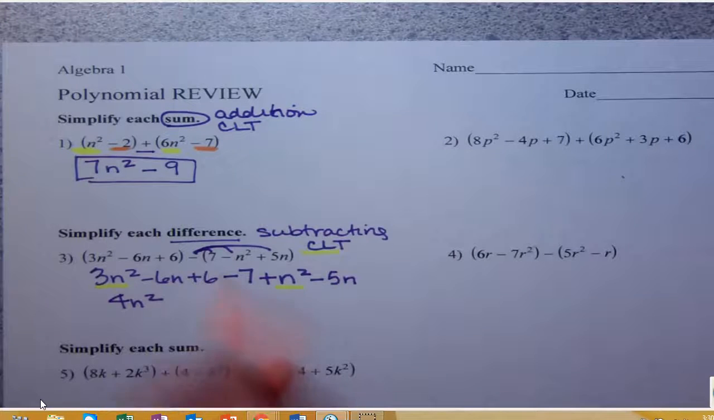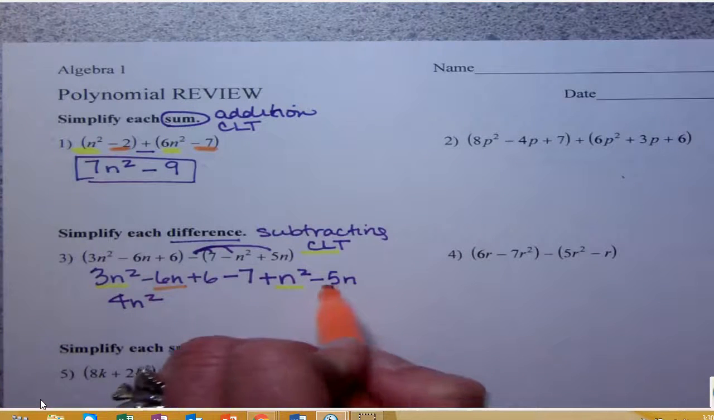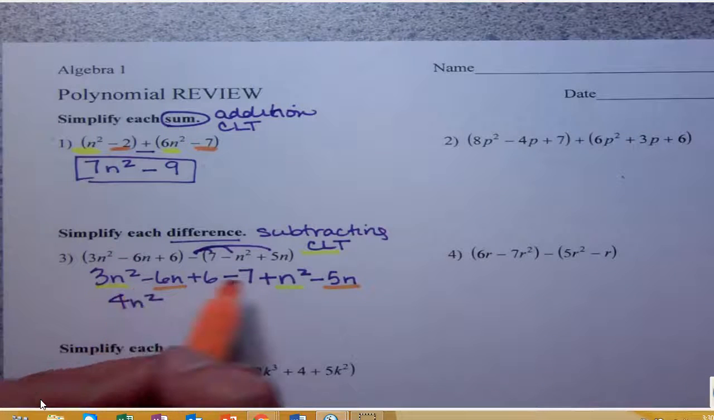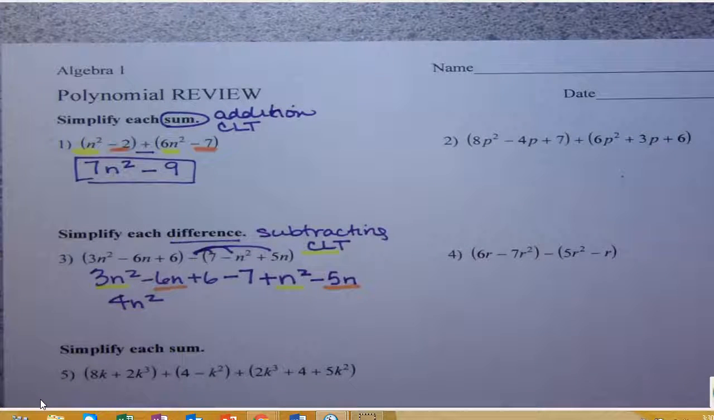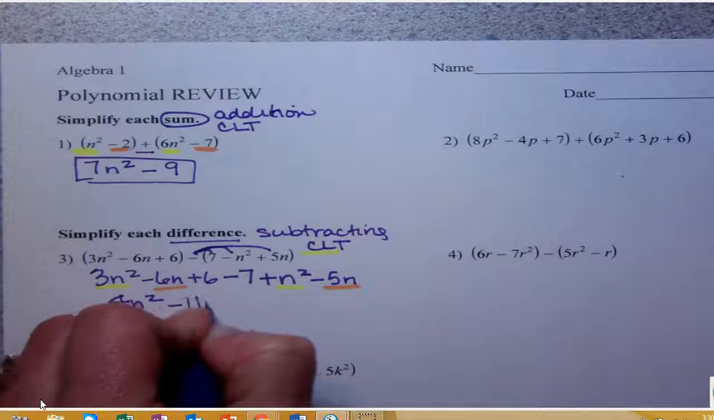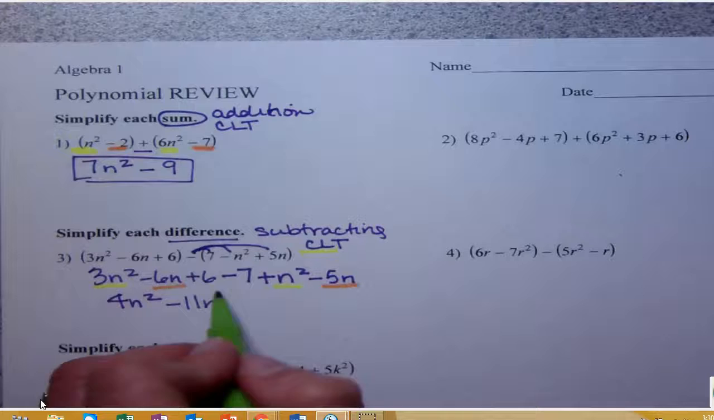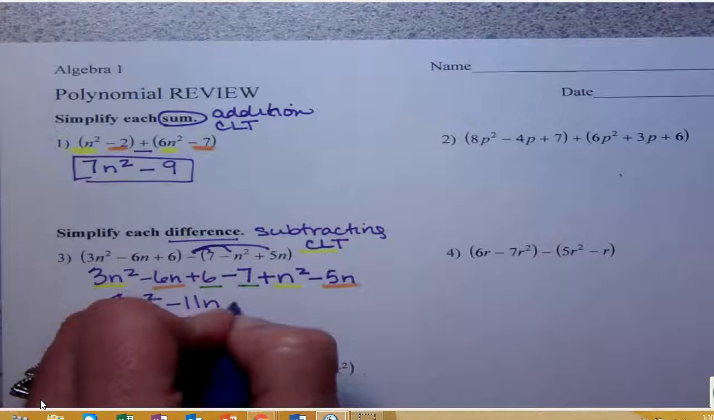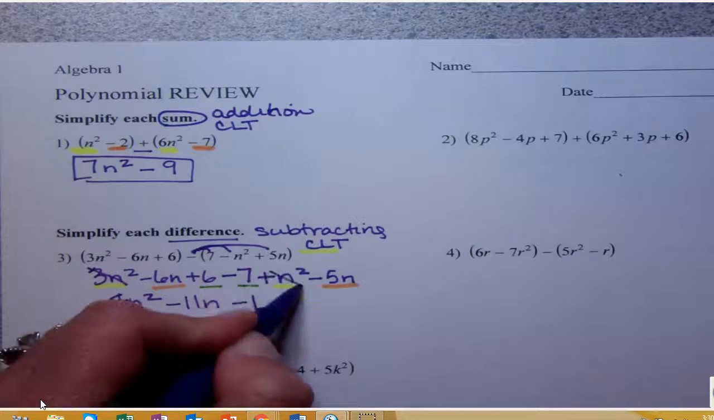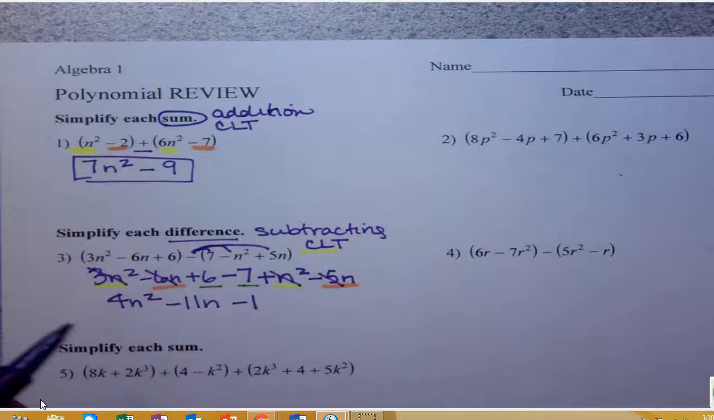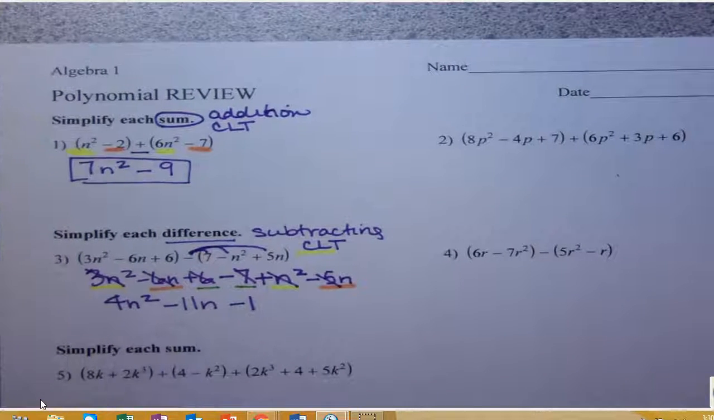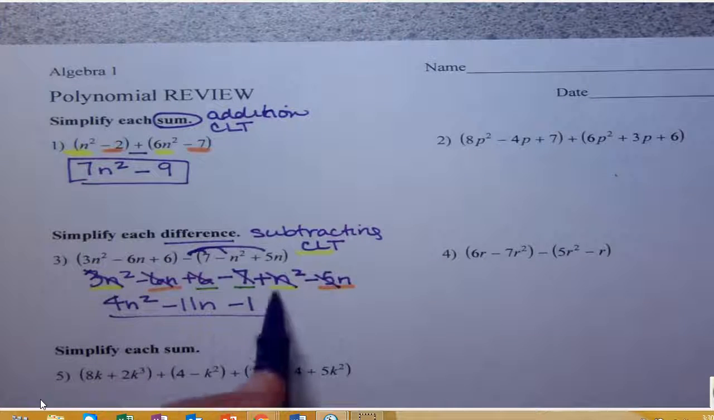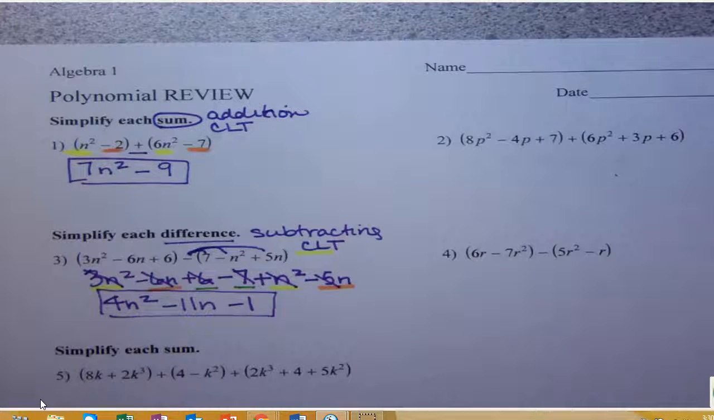Then I've got negative 6n minus 5n, which is going to give me minus 11n. Then I've got 6 and negative 7. So when I combine those, I'm going to get minus 1. And I can go ahead and cross these out as I am doing them so that I then see there's no leftovers. So here is my answer.